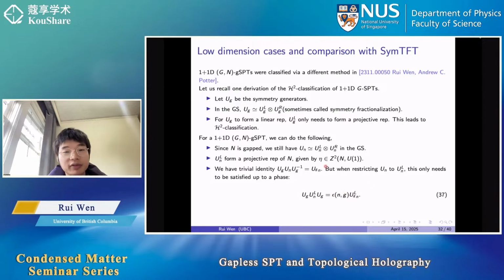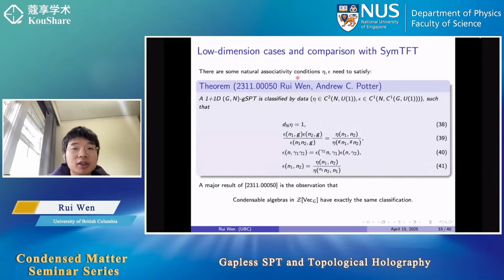Okay, now we have 2 phase factors, eta and epsilon. There are some natural associativity conditions these 2 symbols need to satisfy. So this is a result of this work. A 1 + 1D G-n gapless SPT is classified by the data eta and epsilon, satisfying these 4 equations. A major result of this work is the observation that condensable algebras in the 2 + 1D G-gauge theory have exactly the same classification. Condensable algebras in this theory have been classified by mathematicians. You just look at the paper and you see exactly the same 4 equations.